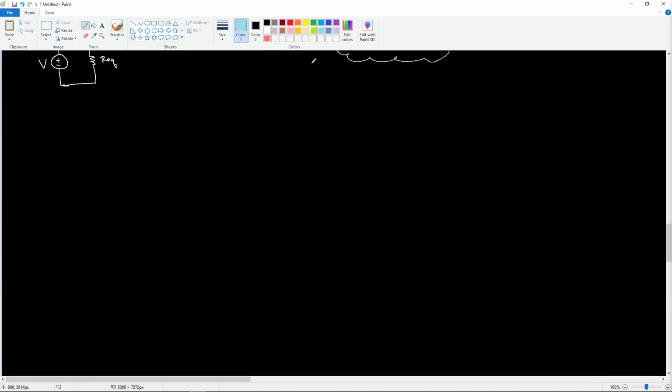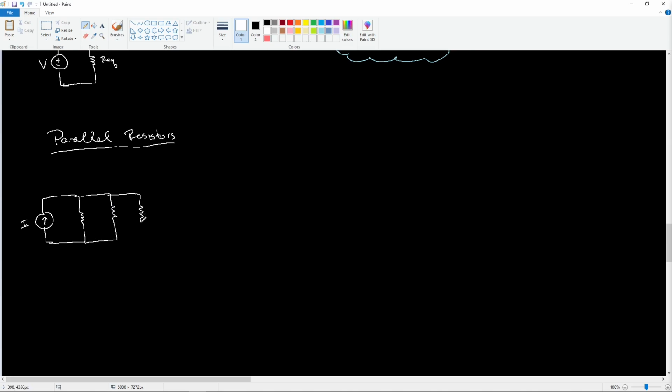So let's talk about parallel, and then we'll be done. Parallel resistors. In this case, I think I want to use a current source here. So if I have a current source I that I'm putting into 3 resistors in parallel, R1, R2, and R3.